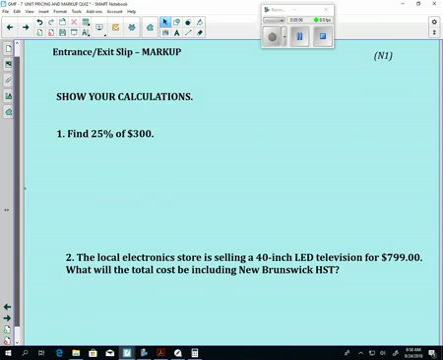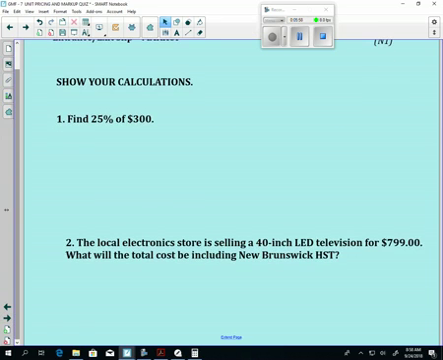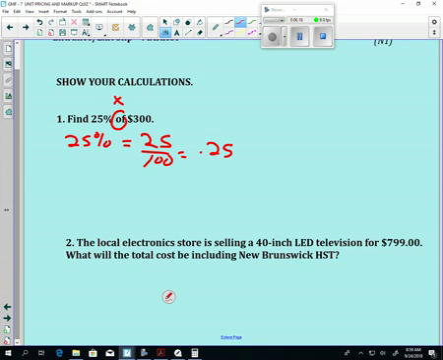So let's look at a markup. We have something that has to be raised by 25%. So we have to take 25% and change it to a decimal. That's 25 over 100, and it changes it to 0.25. The word of means you're going to multiply. So I'm going to take 0.25, multiply it by 300. That's 1/4 of that.